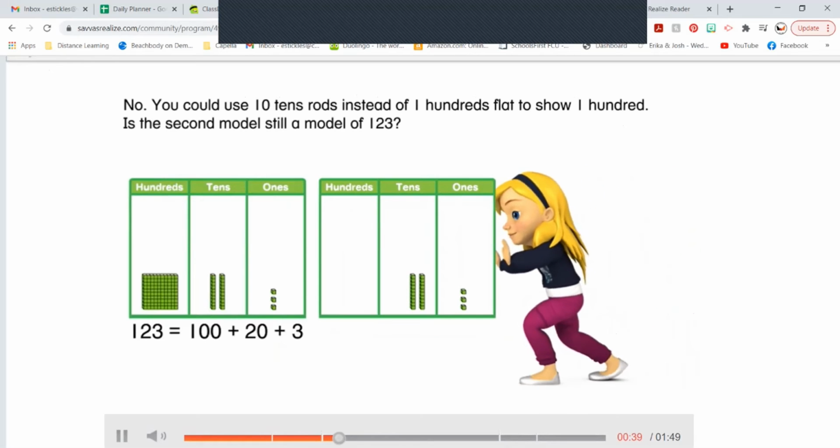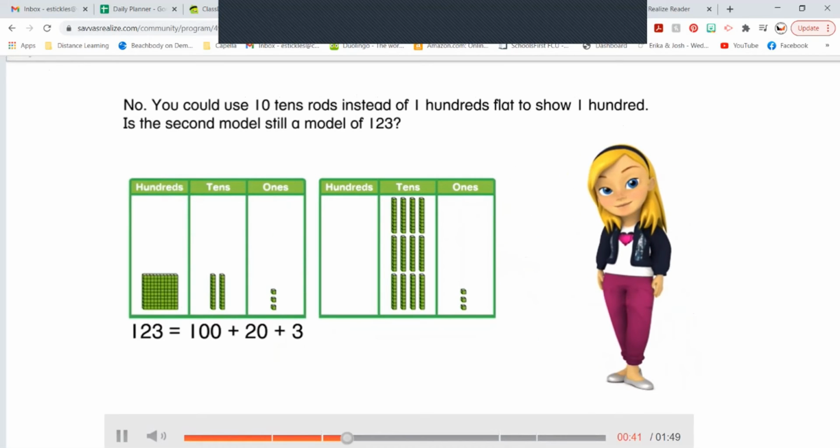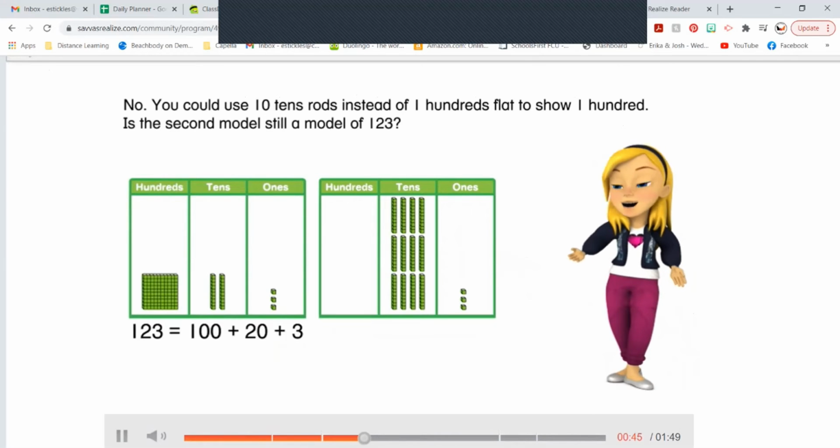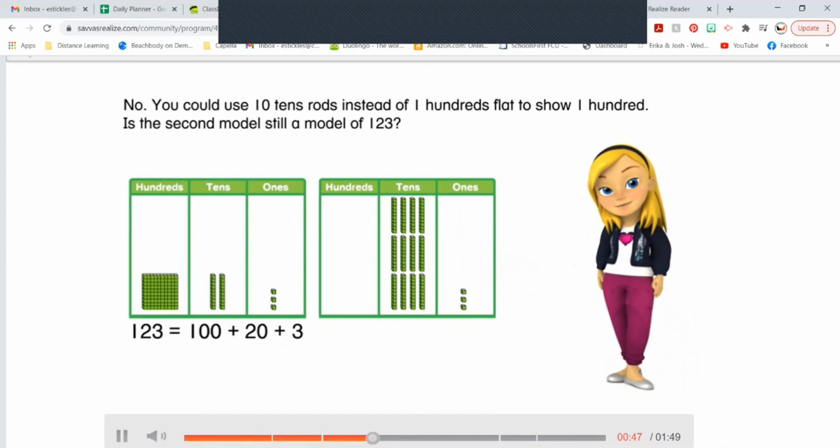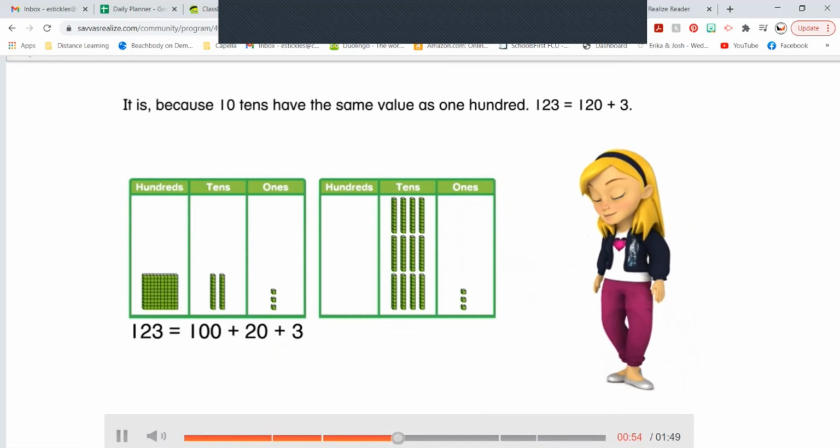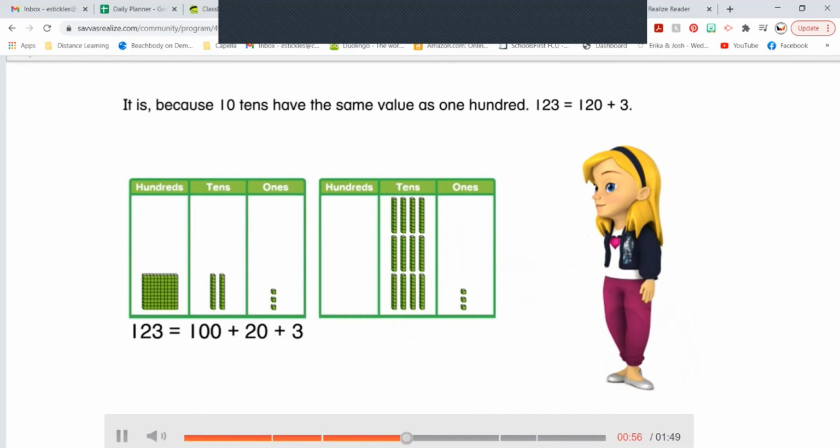No, you could use 10 tens rods instead of 1 hundreds flat to show 100. You can break apart the 100 to make 10 tens. Is the second model still a model of 123? Yes. It is, because 10 tens have the same value as 100. 123 equals 120 plus 3.